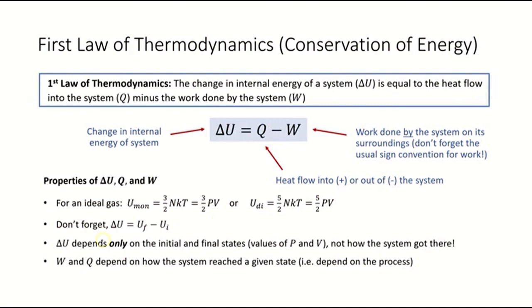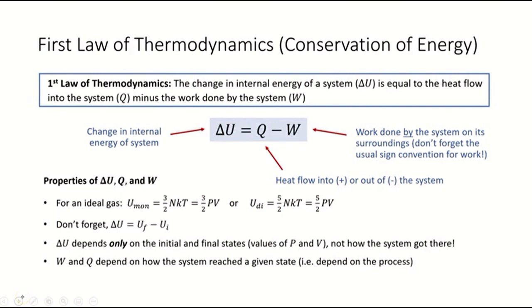Okay, and so then when we think about delta U, what we can do is define some initial and final internal energies using these equations up above, and then we just subtract them to get the change in internal energy for an ideal gas. Okay, so those are some really nice relationships.